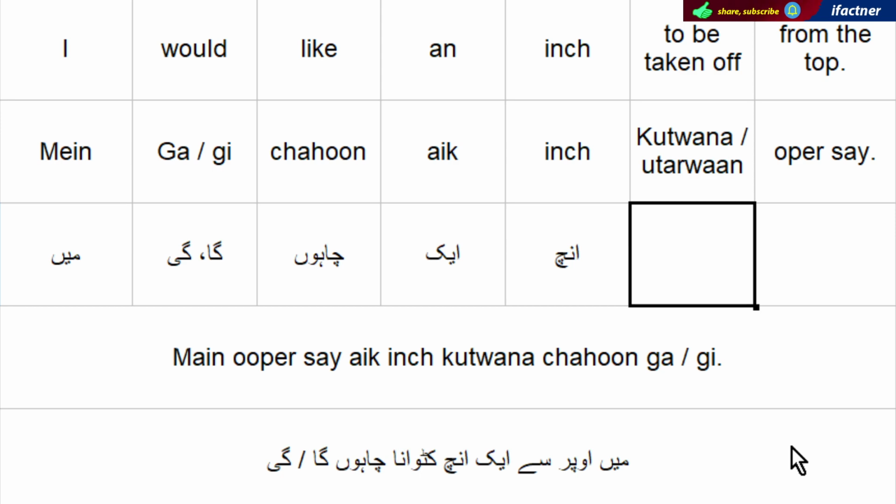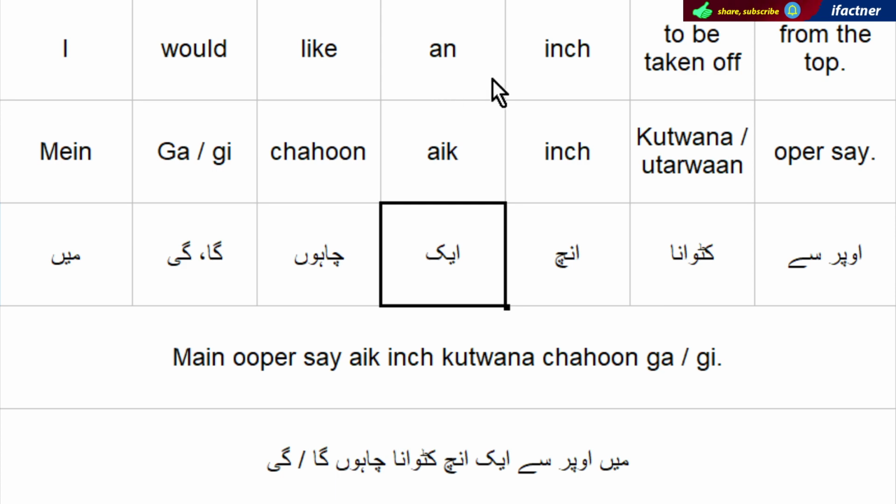Katwana is to be taken off or we can also say utarwana. So let's see how do we write Katwana or how do we spell Katwana. So we spell Katwana as kaf te waw alif nun alif na Katwana and ऊपर से is alif waw pe re ऊपर and से is सीन बढ़िए से. I would like an inch to be taken off from the top. मैं ऊपर से 1 इंच कटवाना चाहूँगा.